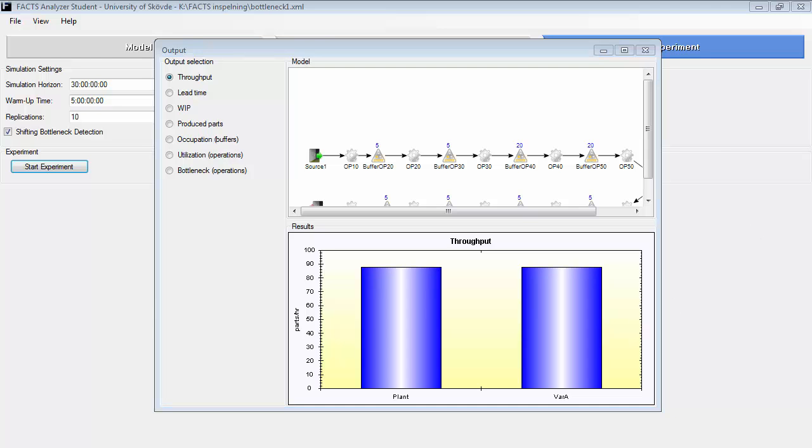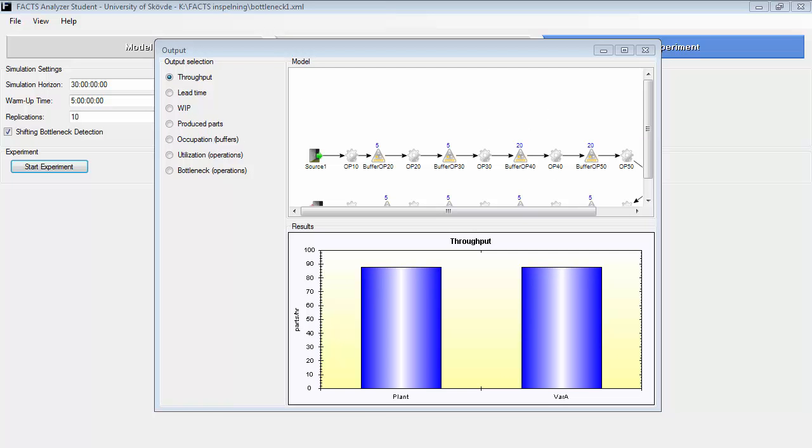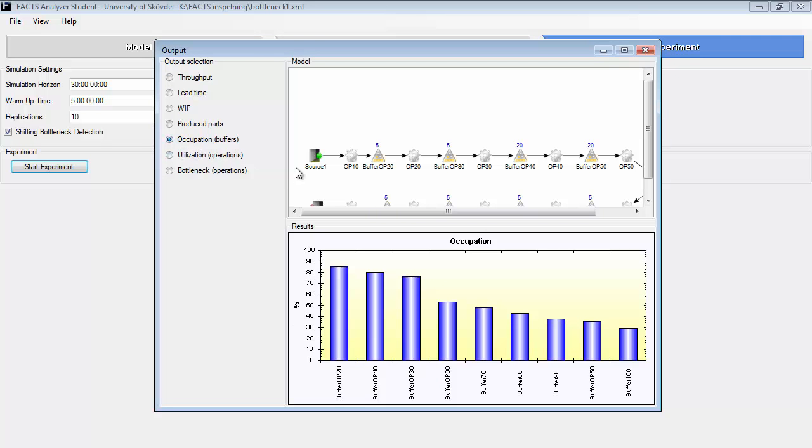Then we can see, we can either choose to analyze the buffer levels, or we can look at the utilization of operations. We can use an active period, or we can look at the shift in bottleneck detection. We'll begin with occupation of buffers. As we can see here, there are 3 buffers that are nearly fully occupied, and it is buffer 20, buffer 40, and buffer 30.